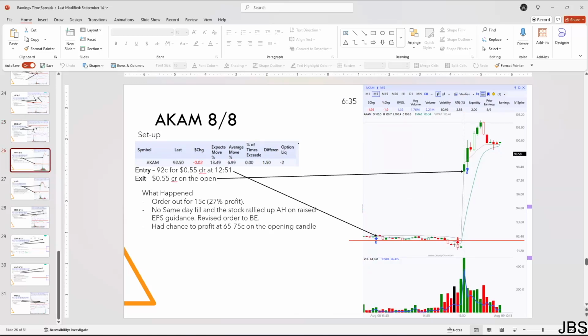Okay, there is SEDG. I took an AKAM ETS on the 8th. So this was a really nice one. Low option liquidity, but sometimes you can get some nice fills on those. Couldn't get a same day fill for a 15-cent credit. Didn't get the fill, but the stock had a big move on raised guidance after hours. So I revised my order to break even.